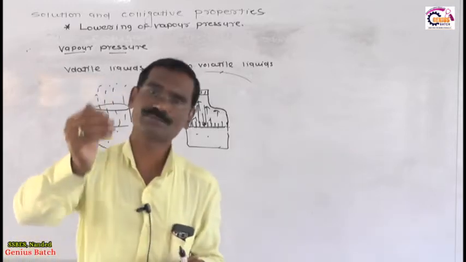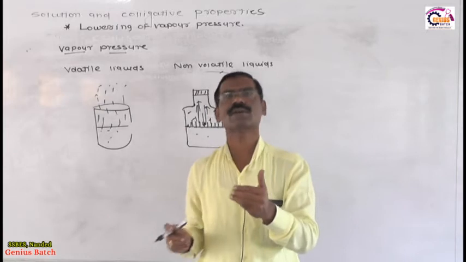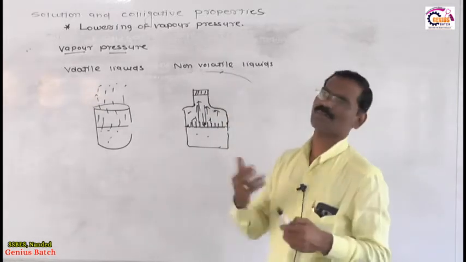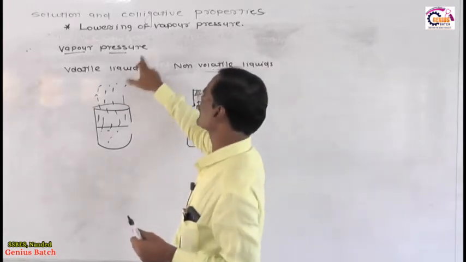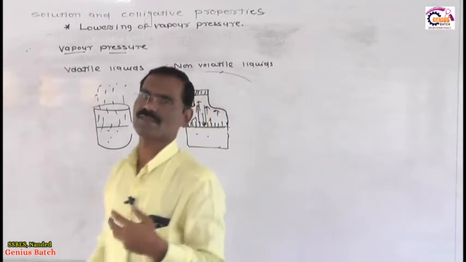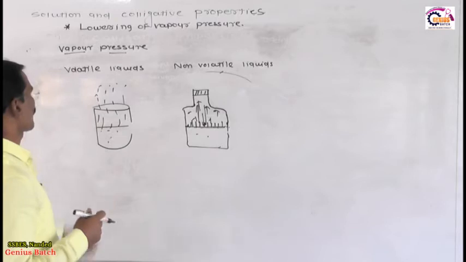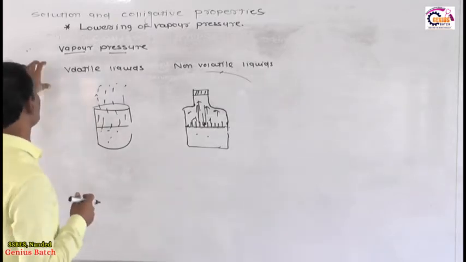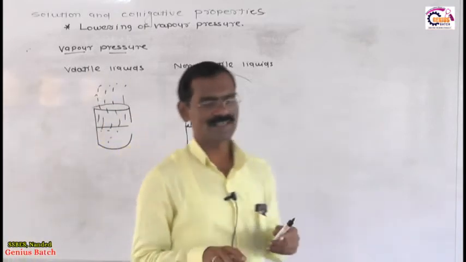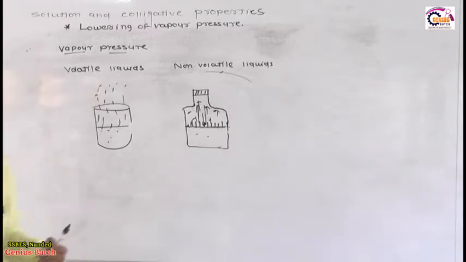But what is the meaning of equilibrium? The rate of evaporation must be equal to the rate of condensation. So this is nothing but the vapor pressure. Obviously, a very simple concept. Volatile liquids always have a higher vapor pressure than non-volatile liquids, because volatile liquids evaporate rapidly at normal temperature. So volatile liquids have a higher vapor pressure than non-volatile liquids. This is a very important phenomenon related to this concept.